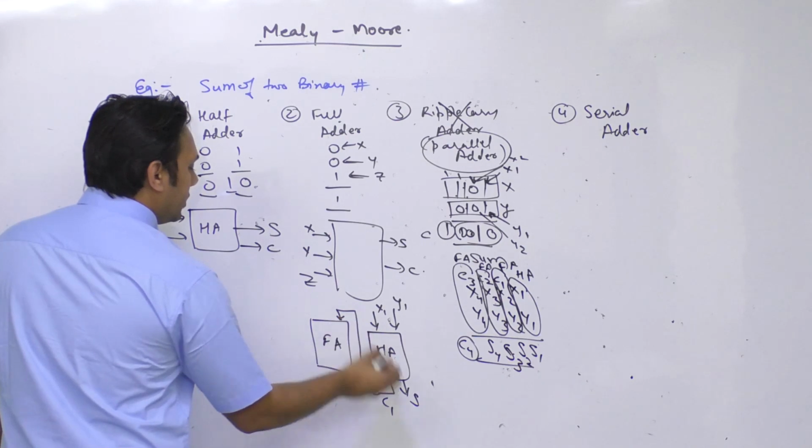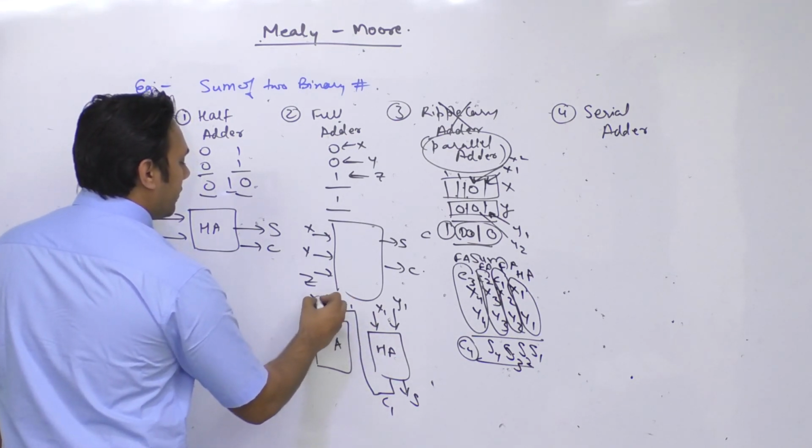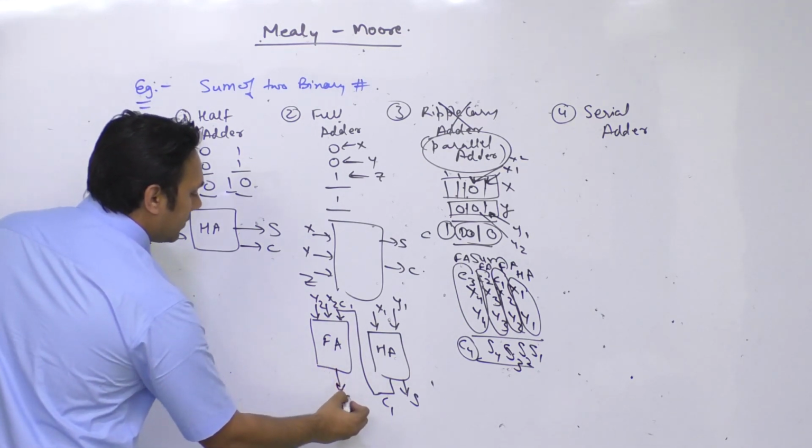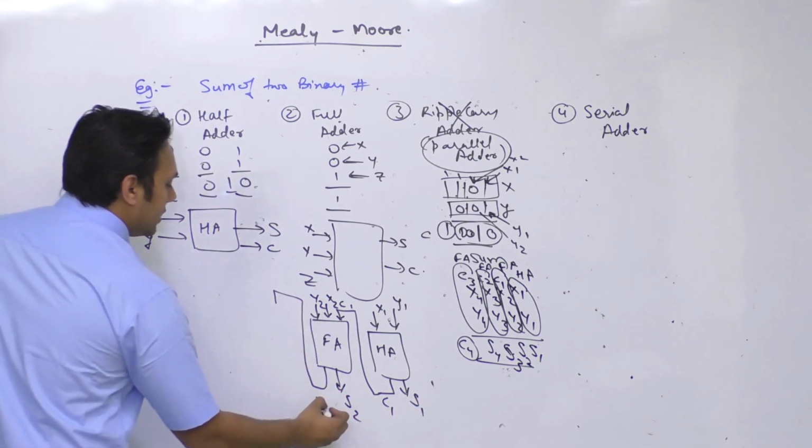Now in this full adder, you are going to give the carry c1, you are going to give the number x2, you are going to give the number y2, and it will produce the next sum, which is sum s2. It will produce the carry which is c2.